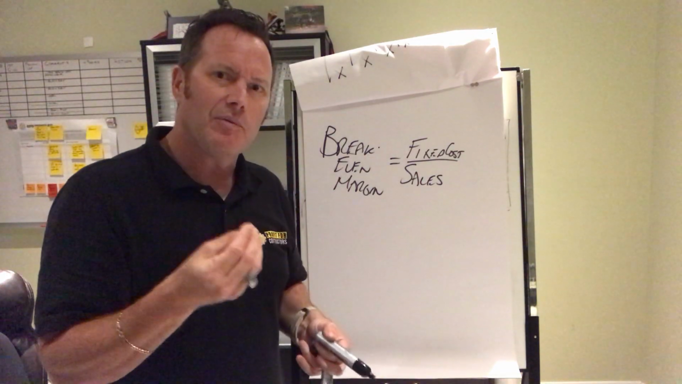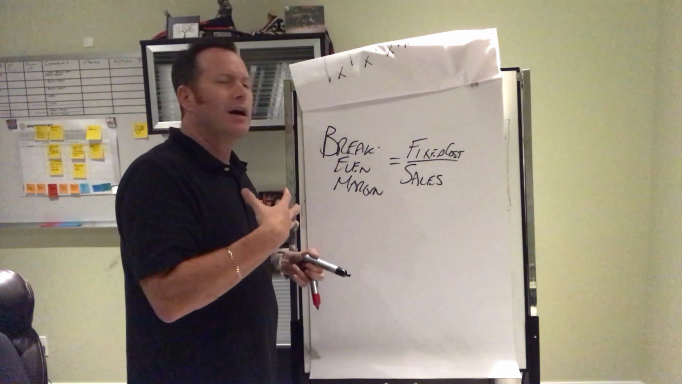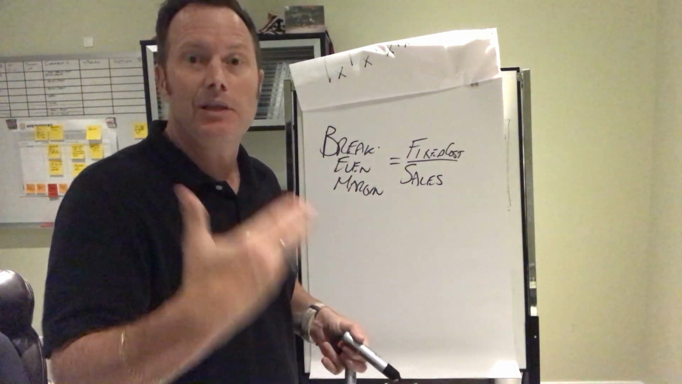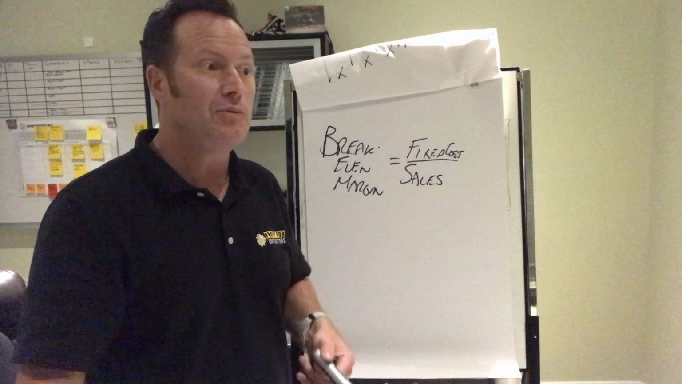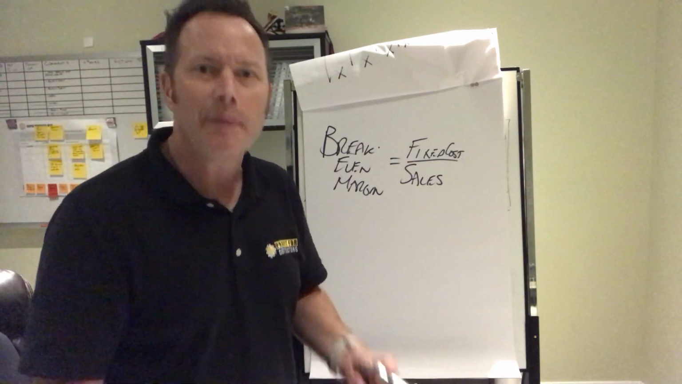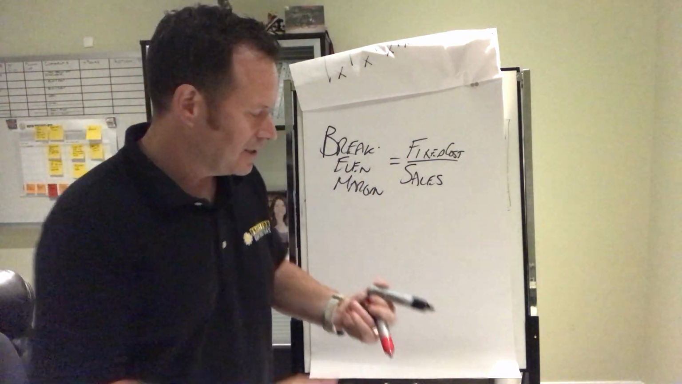We need to consider that when we go to price jobs, because if we don't, we are not ensuring that we're putting the right amount of profits, the right amount of margin on those jobs, so that when we win them and when we do them, we can pay for those overhead expenses. We can pay for those fixed costs. So let's take a look.